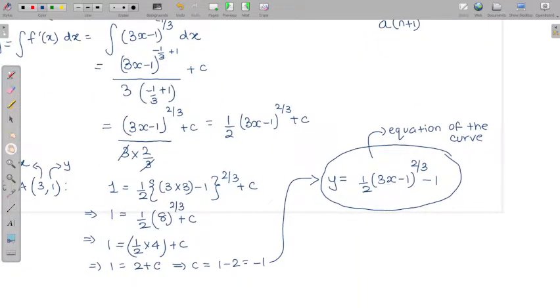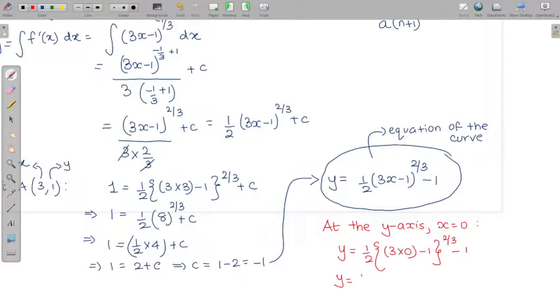So at the y-axis, so I'll write that down out here. At the y-axis, x is always equal to 0. So this will be y equal to half bracket 3 into 0, because here we have to replace this x with the value of x, minus 1 to the power of 2 by 3 minus 1.